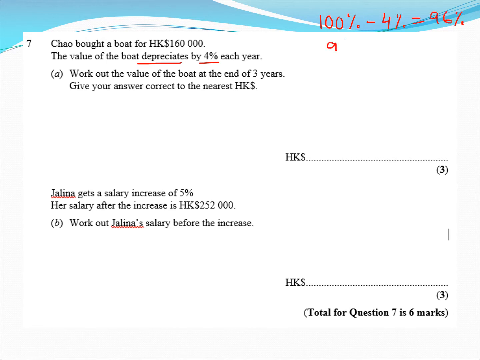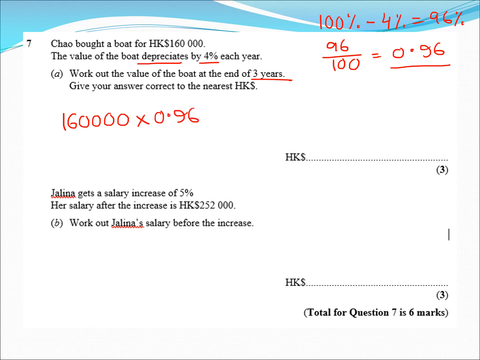Now 96% means 96 over 100, which is 0.96, and that's called the multiplier. I'm going to use that multiplier to find out the value of the boat after 3 years. So the original value of the boat was 160,000 Hong Kong dollars, multiplied by the multiplier 0.96 to the power of 3, because it's 3 years. Okay, and let's see what we get.